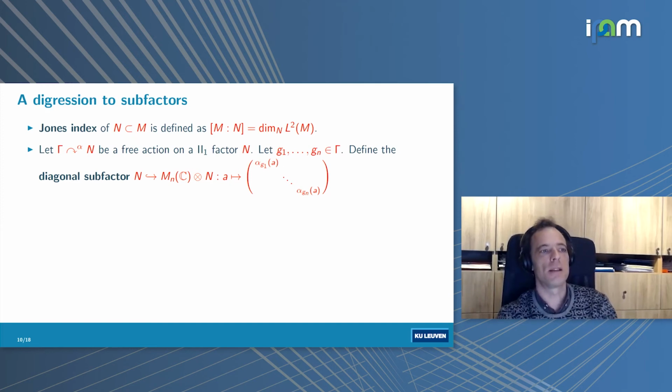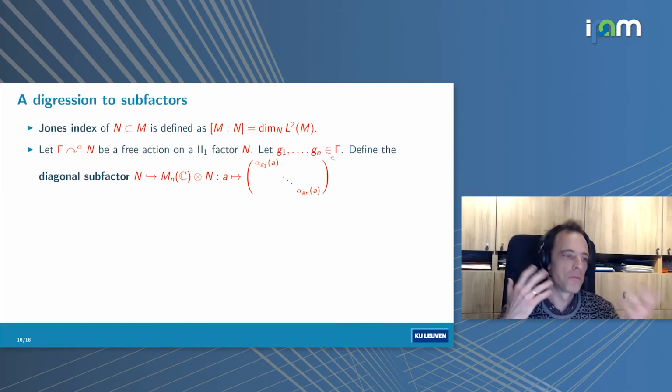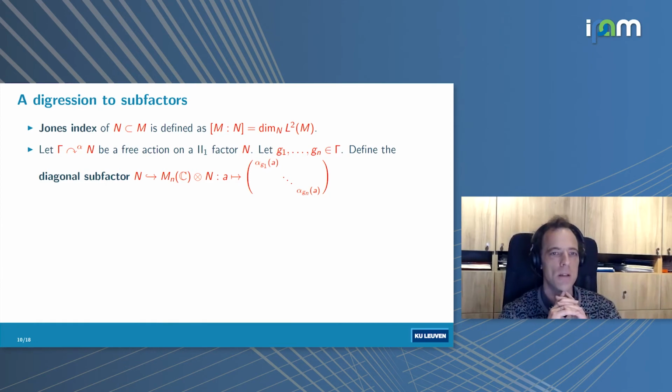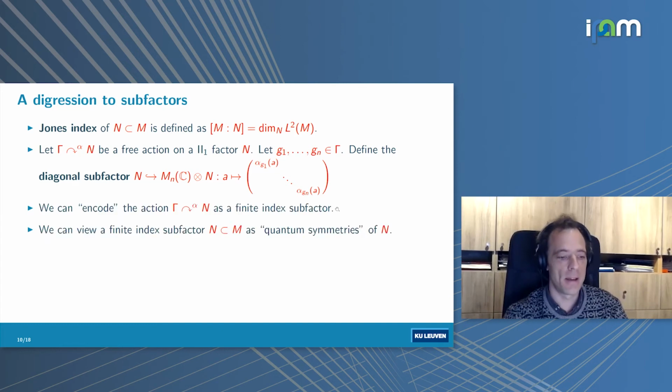Now, this is closely related actually to group actions, because given an action of a group on a II_1 factor N, and given n group elements in gamma, you can build a kind of, one may say, a bit of a silly subfactor, but still, it's a fruitful point of view. The so-called diagonal subfactor, it's the inclusion of N into n by n matrices over N, where you just put alpha_{g_i}(a) along the diagonal. So this is a nice subfactor. And this subfactor actually, in a way, encodes the action.